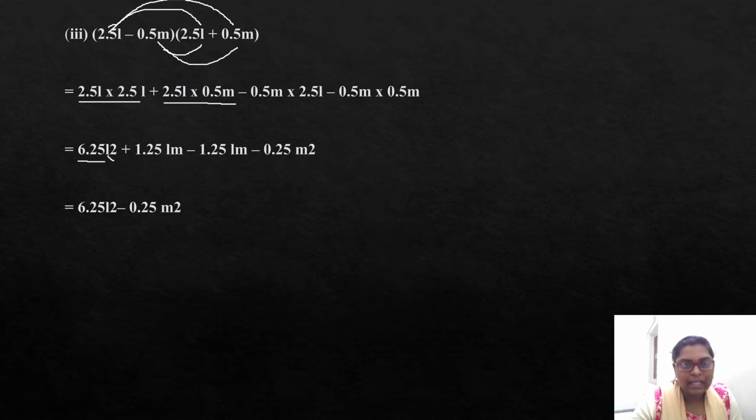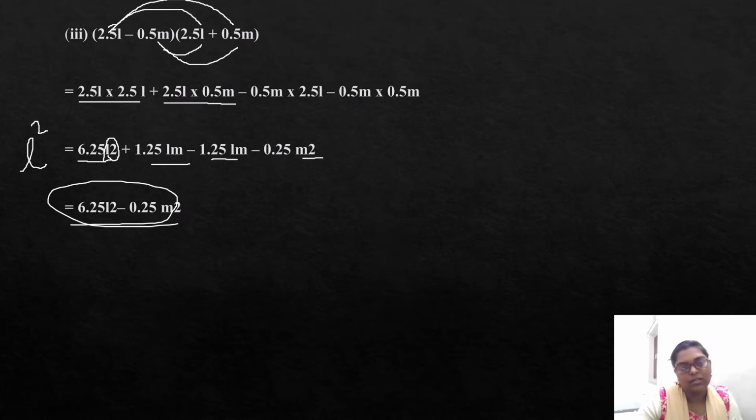Now 2.5 into 2.5, 6.25. This is L square. This is not a 12; it is L square. While typing, it was showing like that. Next, 2.5 into 0.5, you will get 1.25LM. Next, minus 0.5 into 2.5L, that you have written as minus 1.25LM, and minus 0.25M square. It's not M2, it is M square. This is also LM and this is also LM, so I subtracted and finally you are getting this answer.